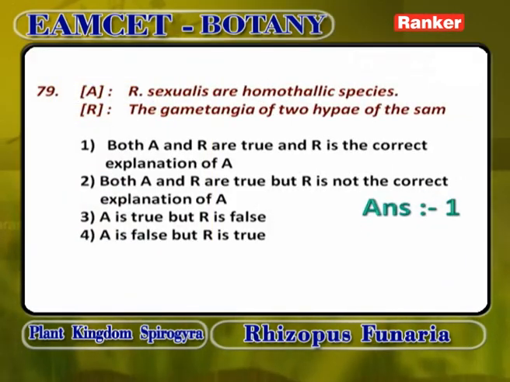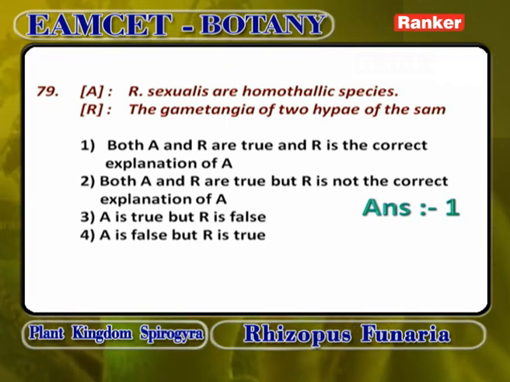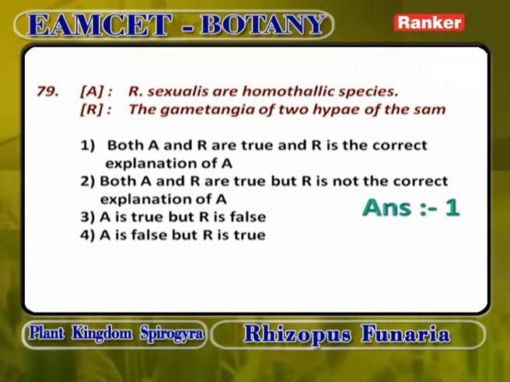Same question repeated again. Rhizopus sexualis is a homothalic species. Definitely, Rhizopus sexualis is a homothalic species. When two filaments of plus and plus, minus and minus, they can fuse. The gametangia of two hyphae of the same mycelium are of the same type. The continuation of this question is, Rhizopus sexualis is a homothalic species, correct.